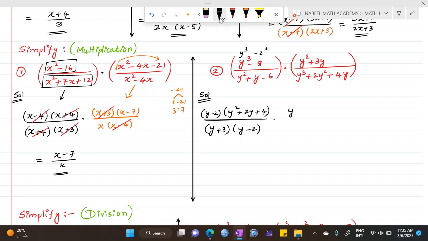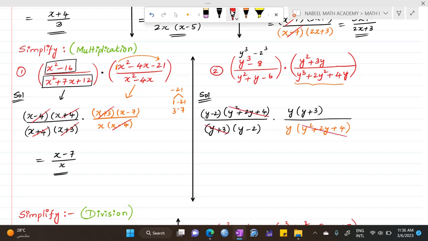Now in the numerator, y is common, y plus 3 is the GCF, greatest common factor. And here in the denominator, what is the common factor in all? It is y. If I take y outside, you will get y squared plus 2y plus 4. Now what terms get cancelled after simplifying? You will get this, the whole term gets cancelled.